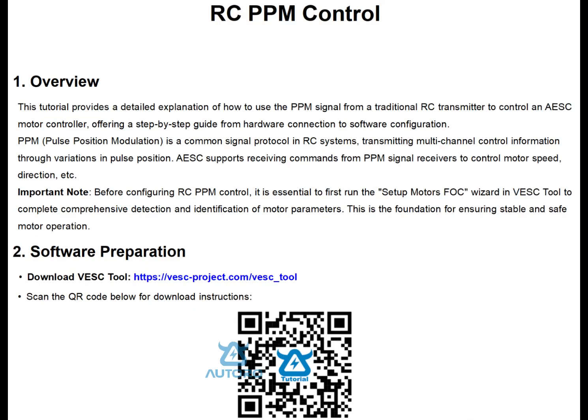This tutorial provides a detailed explanation of how to use the PPM signal from a traditional RC transmitter to control an AESC motor controller, offering a step-by-step guide from hardware connection to software configuration. PPM, pulse position modulation, is a common signal protocol in RC systems, transmitting multi-channel control information through variations in pulse position. AESC supports receiving commands from PPM signal receivers to control motor speed, direction, etc.